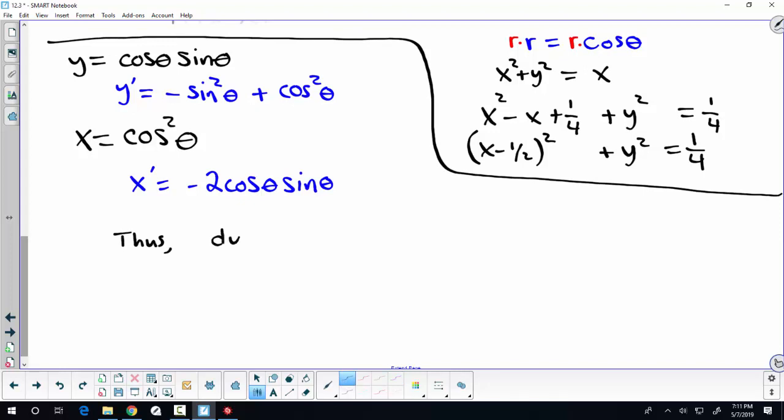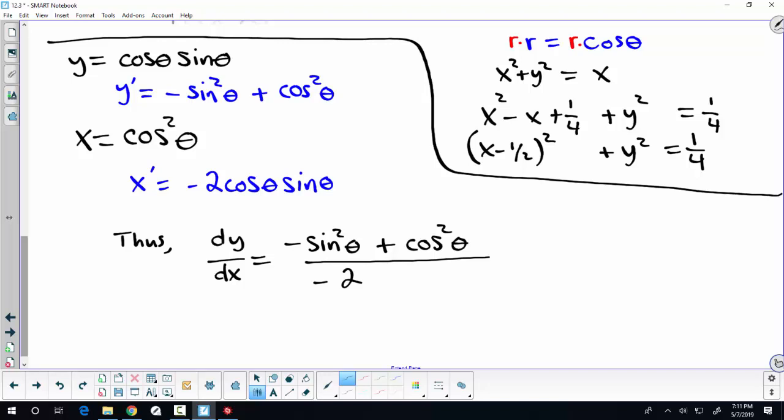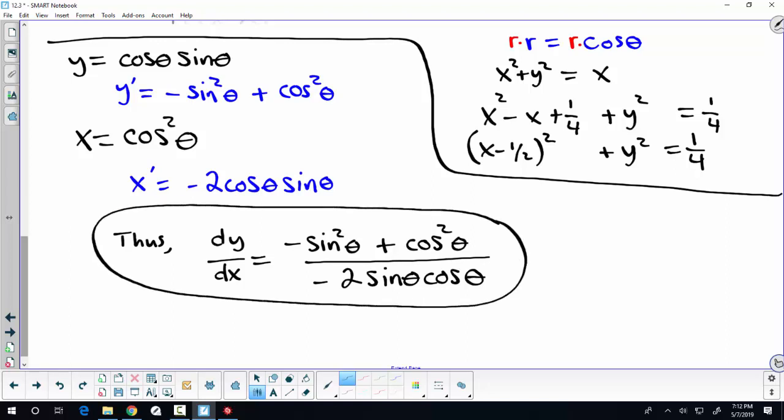Therefore, our dy over dx is minus sine squared plus cosine squared, all over negative 2 sine cosine cosine squared. Okay, so that's what we're after.